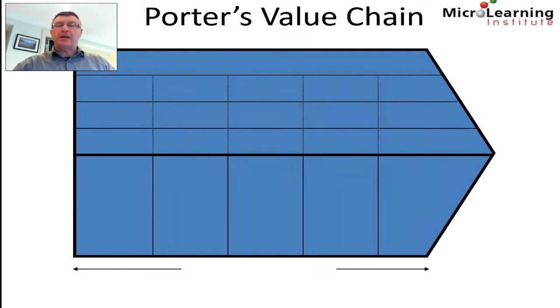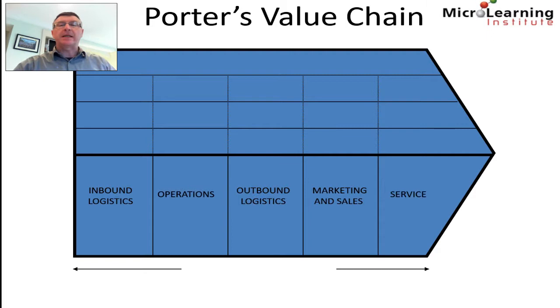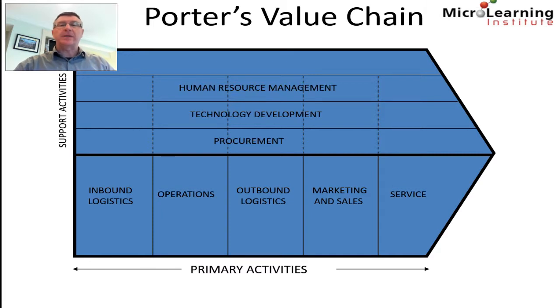Visually, Porter's value chain is presented as follows. Along the primary chain, we have activities such as inbound logistics, operations, outbound logistics, marketing and sales, and customer support and service. These activities are called the primary activities of the organization. Now, supporting these are support activities, and these include procurement, technology development, human resource management, and what Porter terms the firm infrastructure.